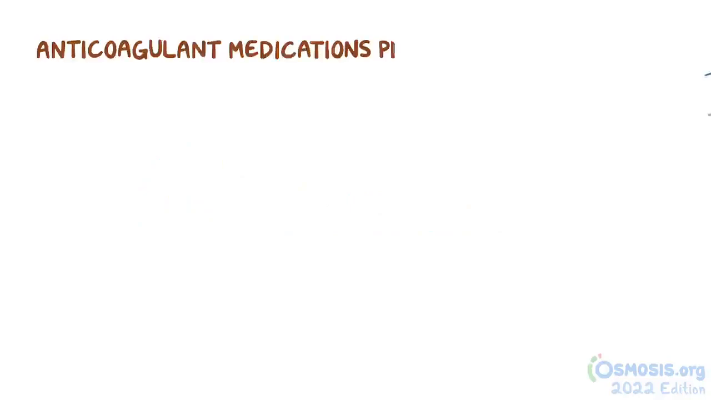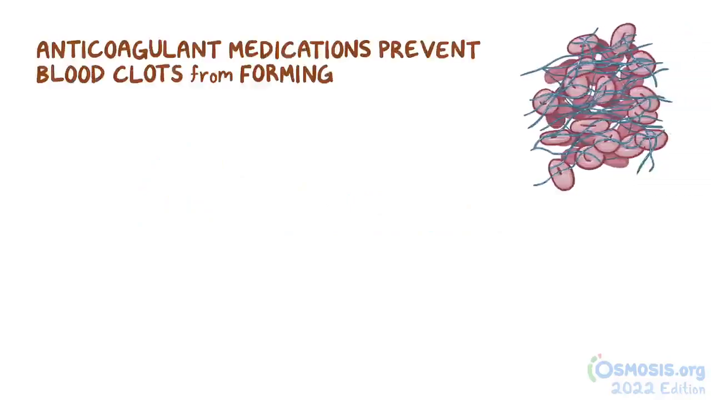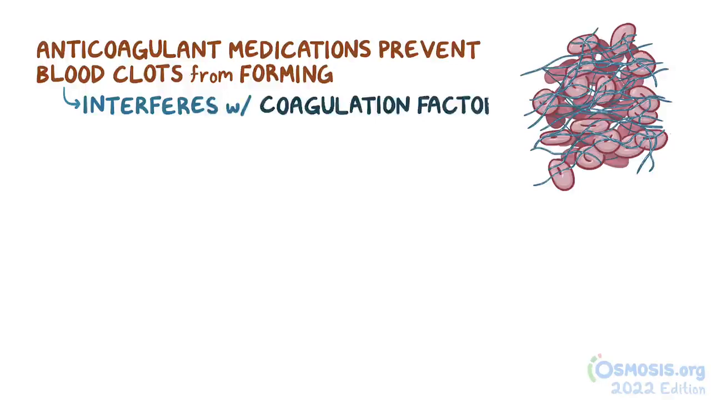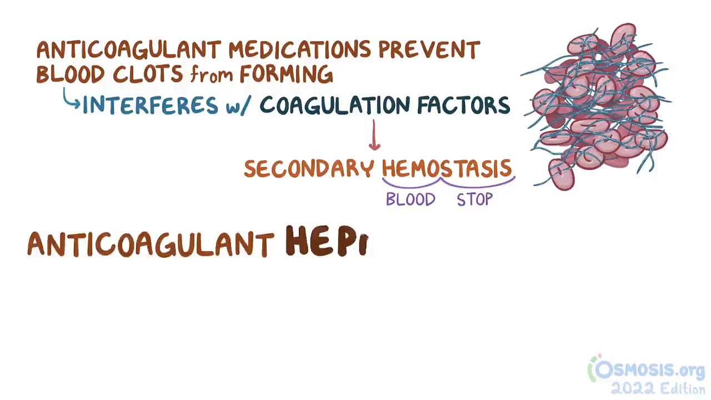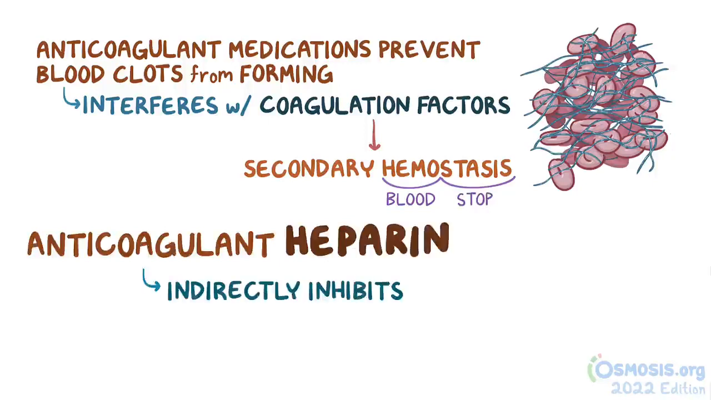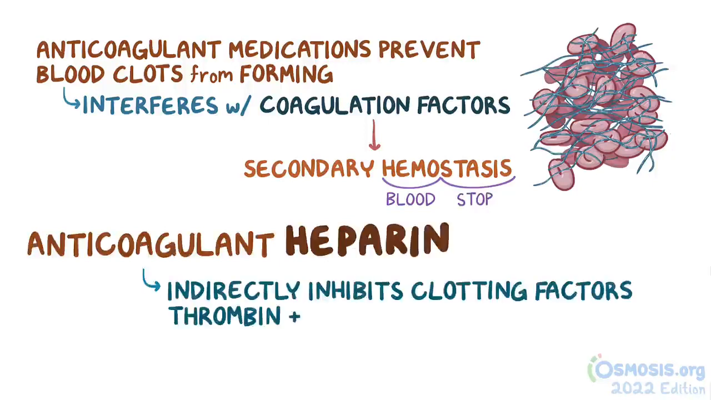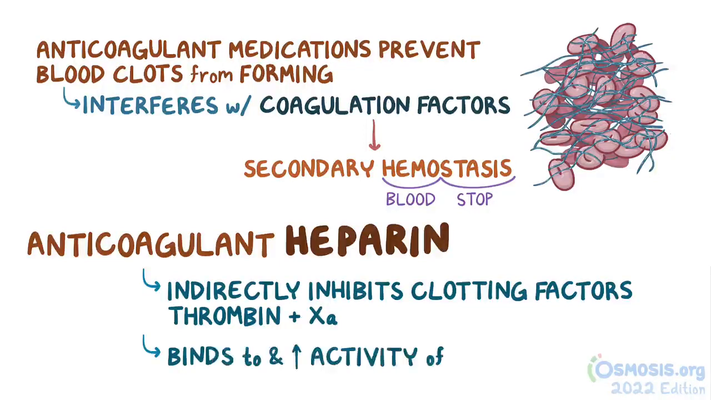Anticoagulant medications are used to prevent blood clots from forming. These medications work by interfering with the normal function of plasma proteins called coagulation factors, which take part in secondary hemostasis, where hemo refers to blood, and stasis meaning to halt or stop. In this video, we're going to focus on heparin, which works by indirectly inhibiting 2 clotting factors called thrombin and factor 10A, by binding to and enhancing the activity of an anticoagulant protein called antithrombin 3.